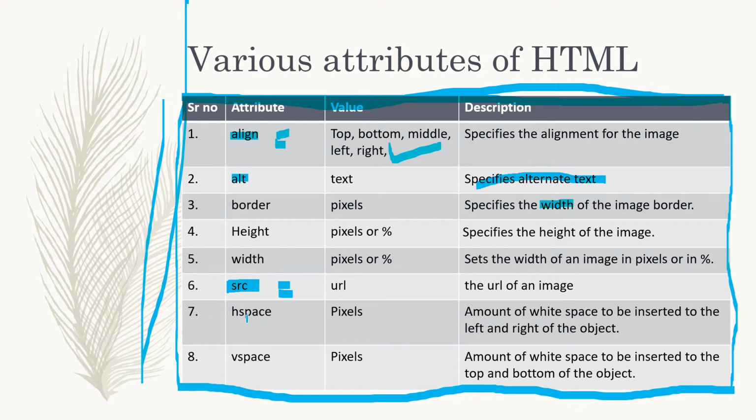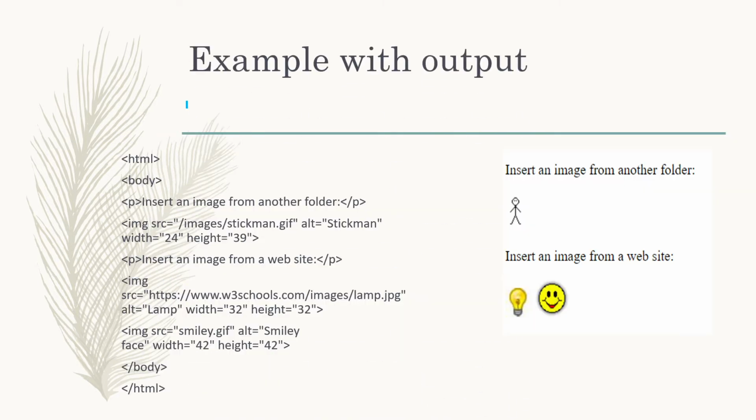Next is hspace. Hspace means horizontal space, means how much white space or blank space you want to the left and to the right of the object. That is specified with the help of hspace. In the same way, vspace is used to specify the white space to the top and to the bottom of the object. These both are given in pixels only. Okay, next, this is the example with the output. Here I have used the body tag directly.